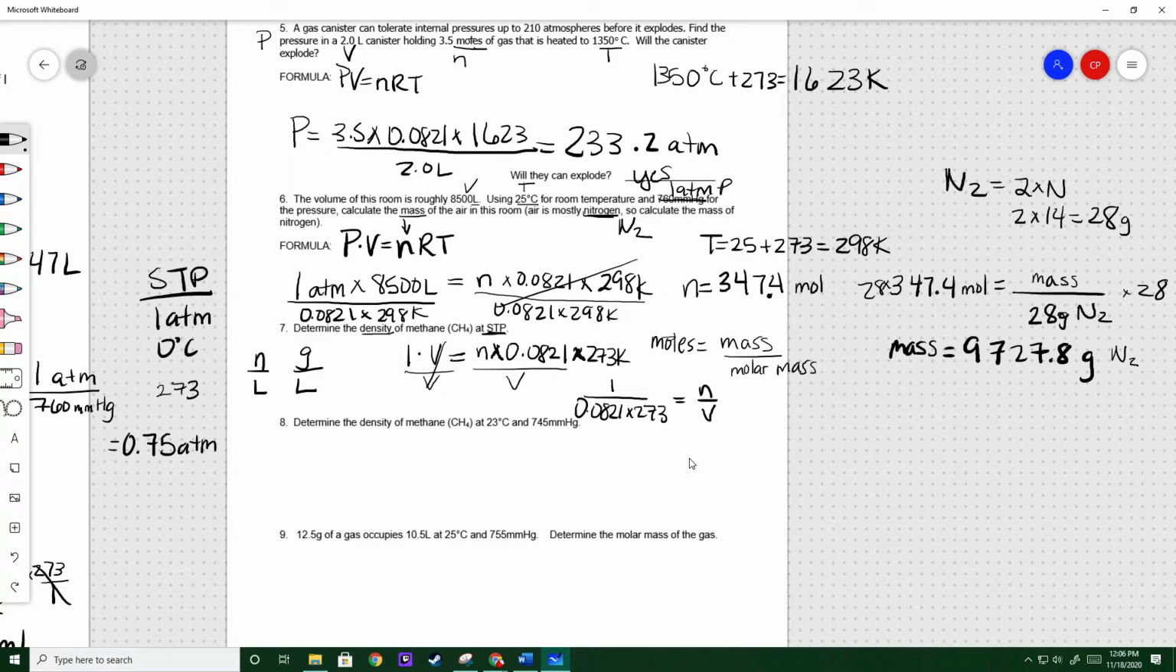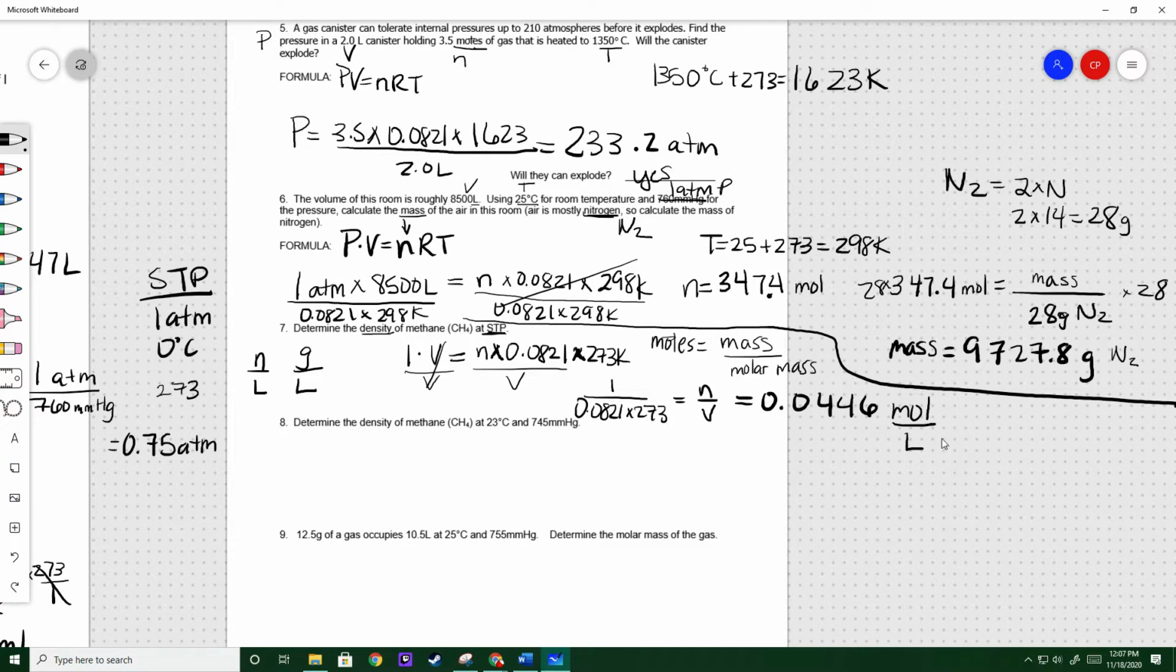And I end up, my N over V ends up being 0.0446. Now, this gives me moles over volume, which is not density. Density is grams over volume, but I can use my molar mass like I did up here. So let me just do that. Right now what I have is moles over liters. What I want to convert to is grams over liters.